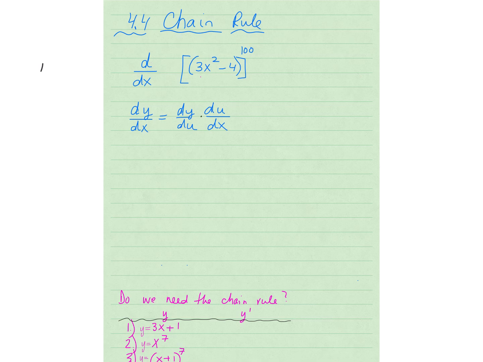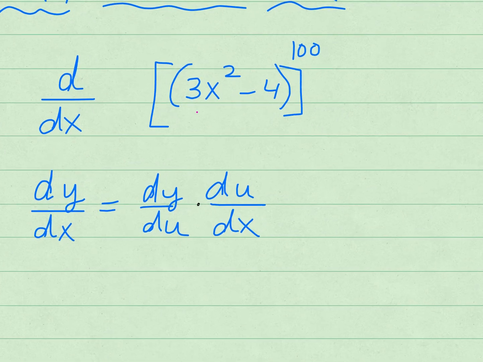All right, 4.4, we're going to continue taking the derivative of things, but we're going to learn a new strategy on taking the derivative. So that is the chain rule. So if we have parentheses, something inside the parentheses with an exponent, we can't just take the derivative straight up. We have to use the chain rule.